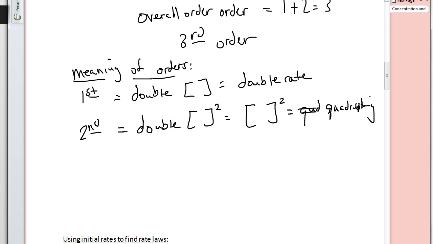You'd be quadrupling the rate because it's raised to the power of 2. Hopefully that makes sense. Now, occasionally we're going to come across a zero order reaction.